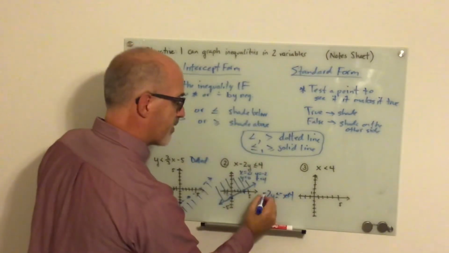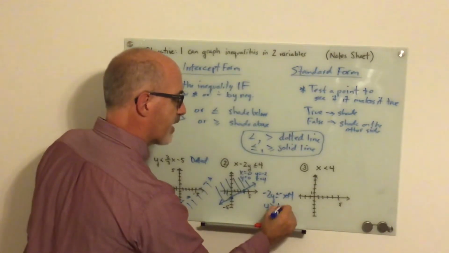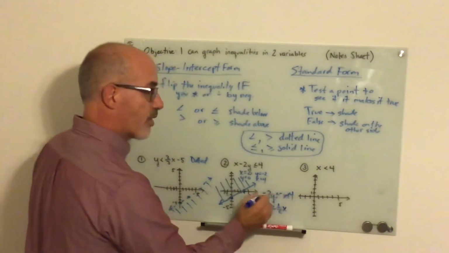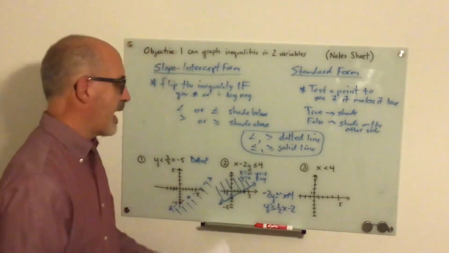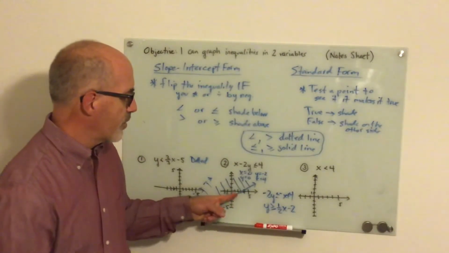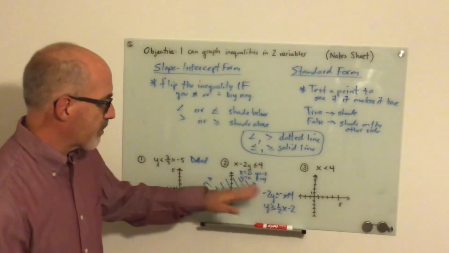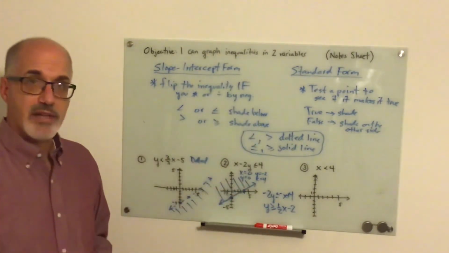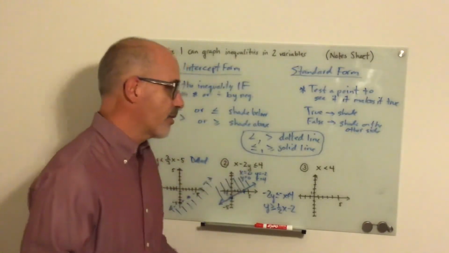So I'm going to have negative 1 divided by negative 2 is going to be a positive 1/2 x. And then 4 divided by negative 2 gives me a negative 2. And so what I have is negative 2 is my y-intercept. I go up 1 over 2, up 1 over 2. And I've got my graph. And this tells me that I'm going to shade above a solid line. So it works out either way. It's now kind of a choice as to how you do it.